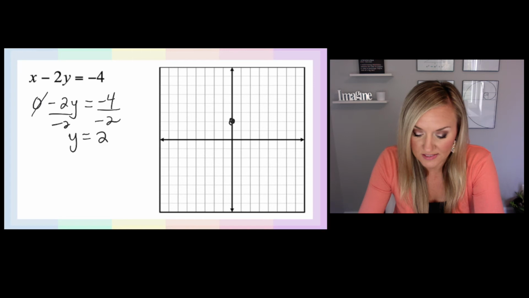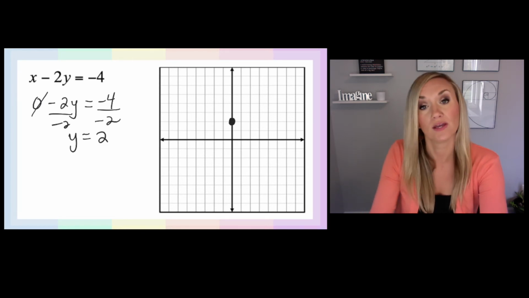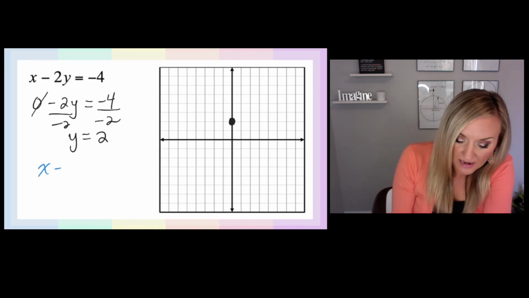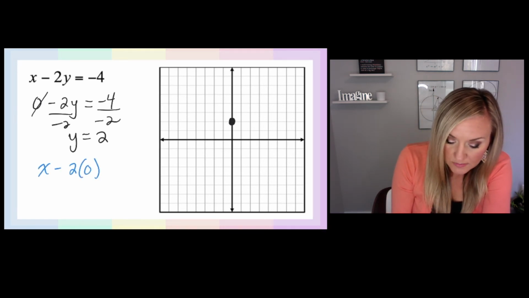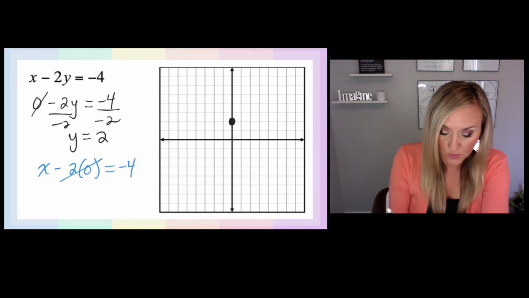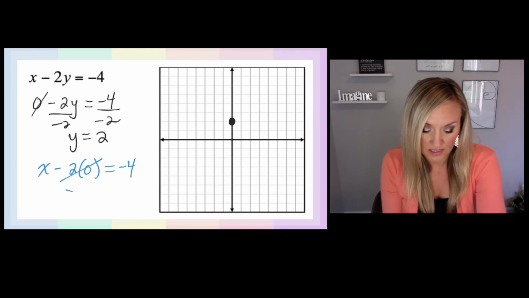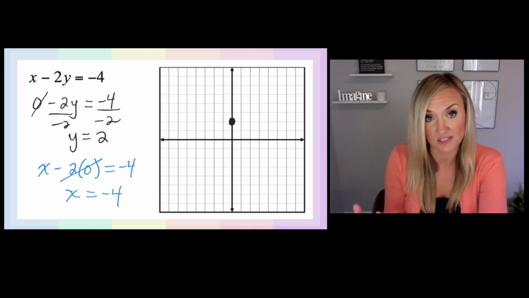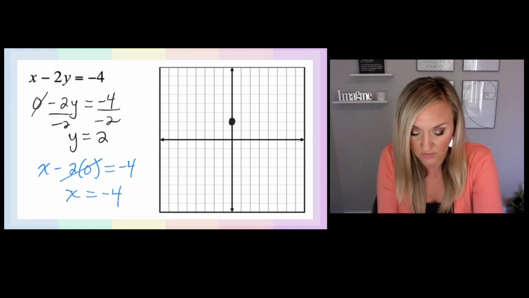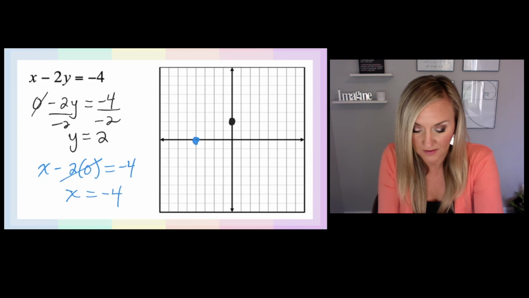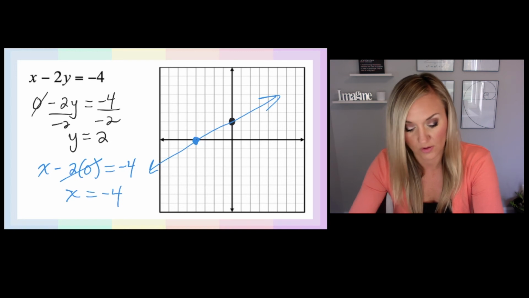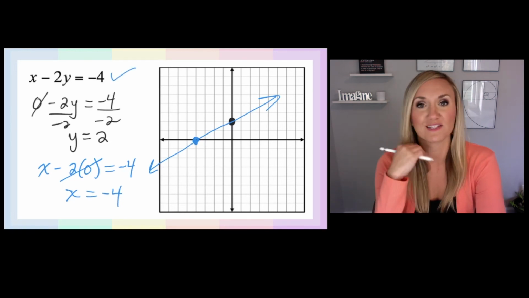So on the y-axis, I'm going to find a positive 2 and place my point, and there's my y-intercept. And then I'll do the same for the x-intercept. So I have x minus 2 times 0 equals a negative 4. And so now it looks like you don't have to do really anything. X is just a negative 4, right? Because negative 2 times 0 is 0, and we're just left with x. So on the x-axis, find negative 1, 2, 3, 4 on the x-axis, and there we are. We have the graph of this equation that's written in standard form.